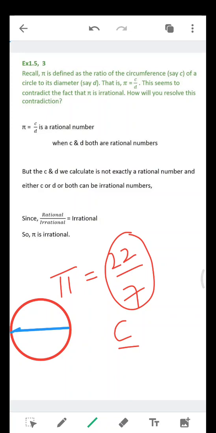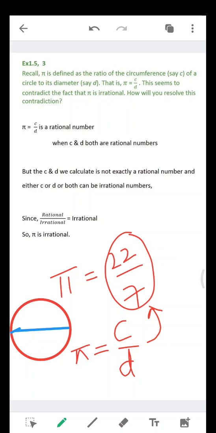So when you divide the circumference by the diameter, you always get 22/7, and that is pi. That is the meaning of pi. It's amazing, isn't it? Whatever may be the size of the circle, that doesn't matter. Whenever you divide the circumference by the diameter, you always get 22/7.